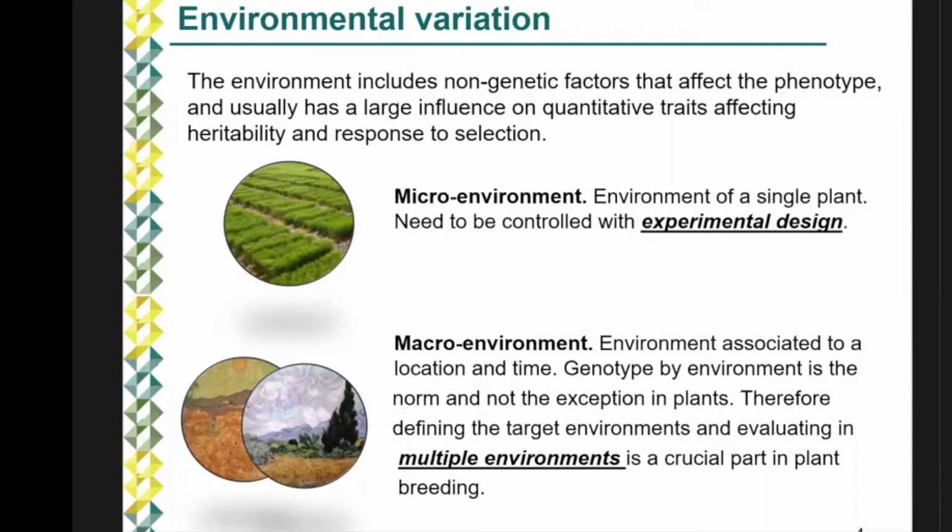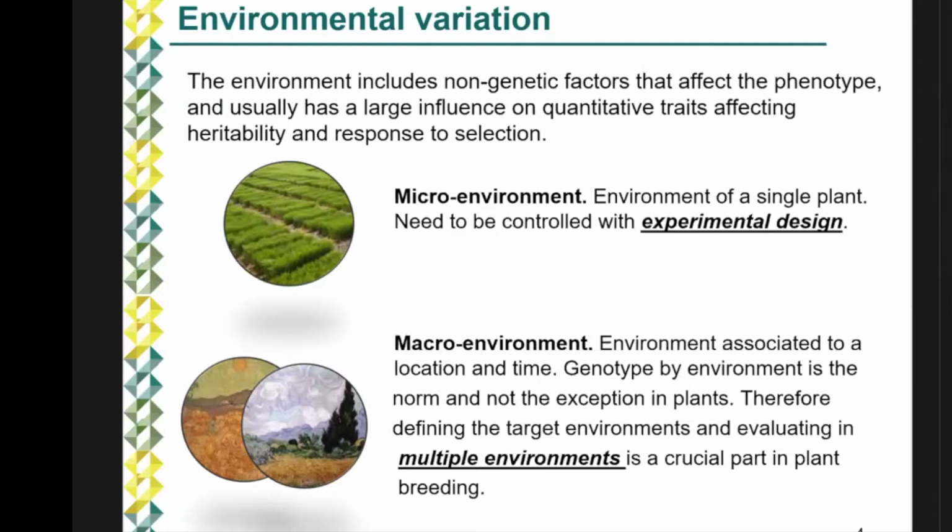But we also have the macro environment, and this is the variation or the environment associated with a location and time. So these are my location and year combinations for the evaluation of the same genotype, right? We're assuming we can replicate this genotype and evaluate it in multiple environments. Why is that relevant? Because from year to year, we're going to have a genotype by environment interaction. That means that the top ranking genotypes in one environment might not be the top ranking genotypes in another environment. And that is very relevant when we do selection, okay?